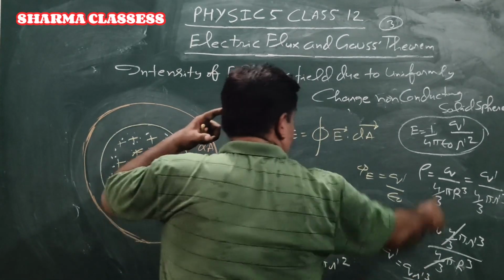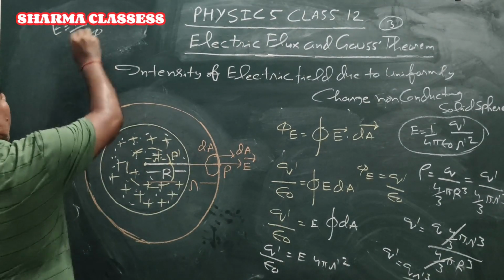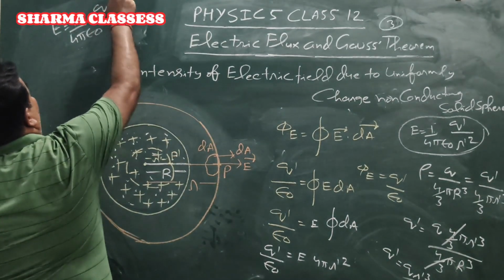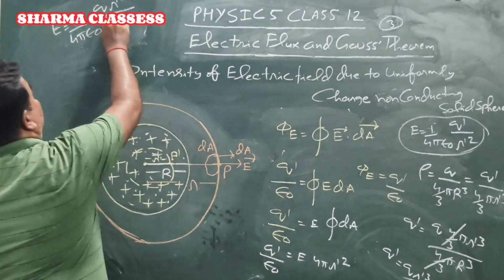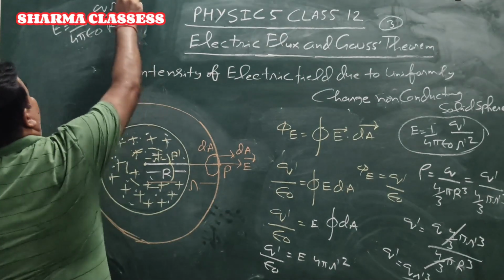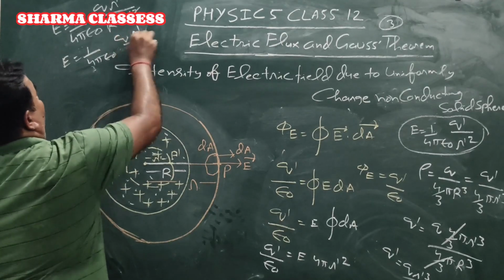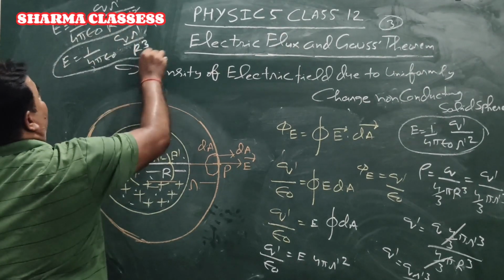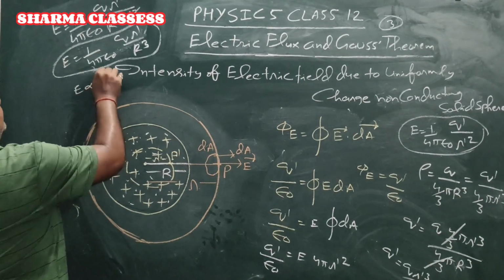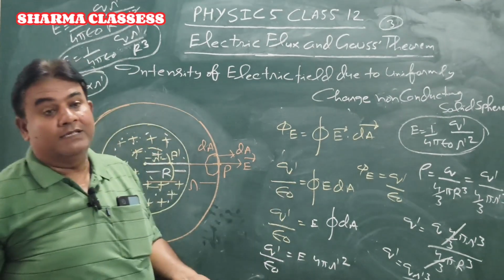Now putting this value in the earlier expression, we get the intensity E equal to 1 upon 4 pi epsilon naught, and in place of Q dash we put Q r dash cube upon R cube, over r dash square. r dash square cancels with part of r dash cube. So E is equal to 1 upon 4 pi epsilon naught Q r dash upon R cube. This is the proof. That is the intensity of electric field inside the non-conducting sphere. E is directly proportional to r dash inside, and outside it is inversely proportional to the square of the distance.